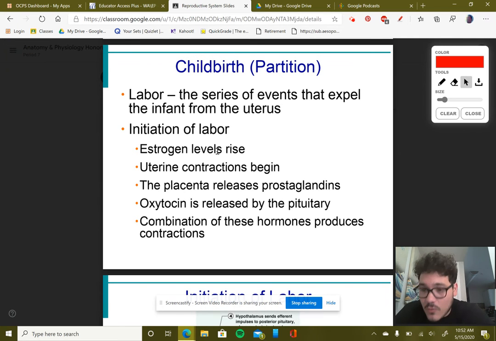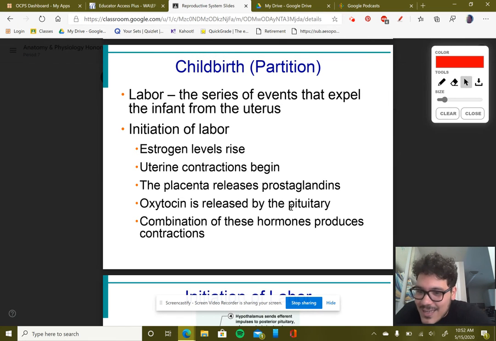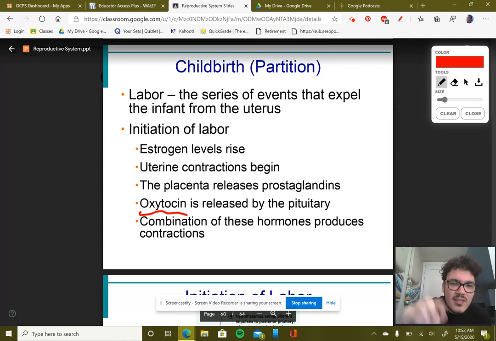Estrogen levels have to rise, and they rise substantially. Uterine contractions will begin. The placenta will release what's called prostaglandins, a special compound we don't have to worry too much about. We do need to know this because we've seen this before, so not a bad idea to remember this. Oxytocin. Hey, we've seen that hormone back in the endocrine system. It is released by the pituitary gland, and oxytocin is actually going to start the contractions of the uterus. And remember, this is a classic example of positive feedback.